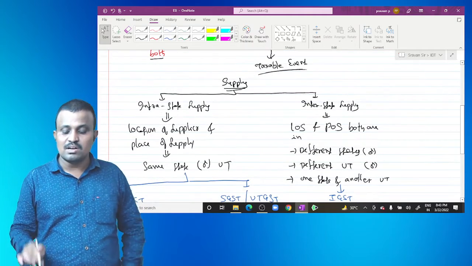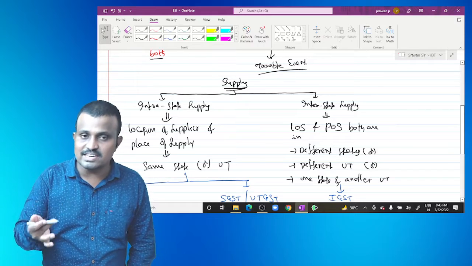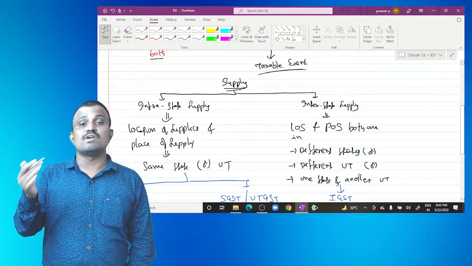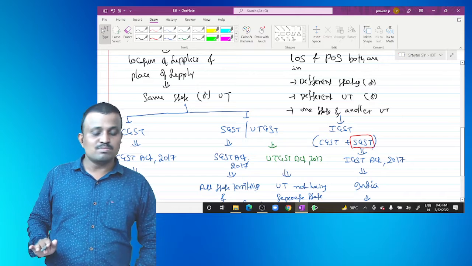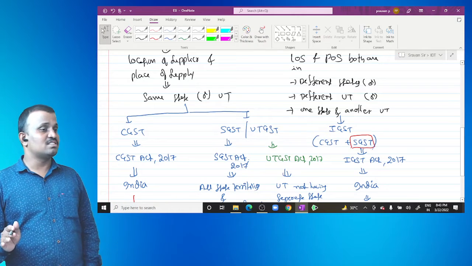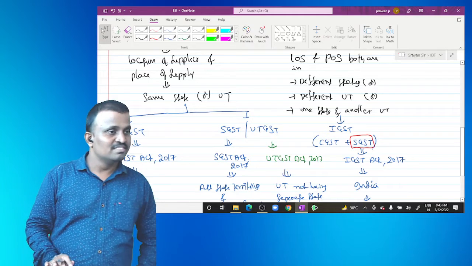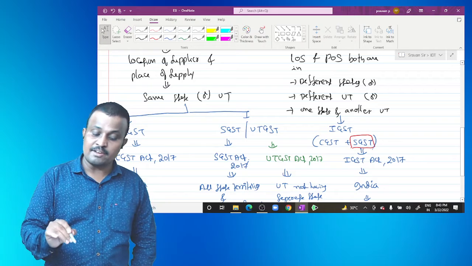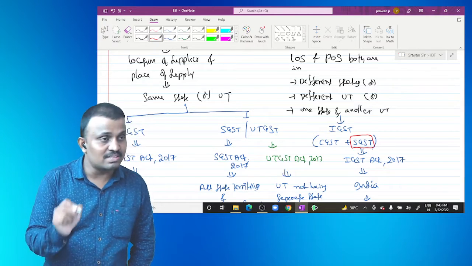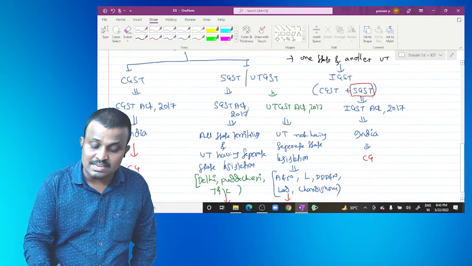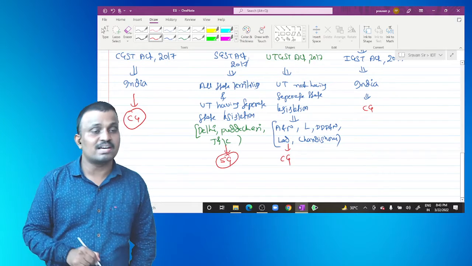Interstate supply is nothing but what? If the location of the supplier and the place of supply are in different states or different union territories, or one in a state and another in a union territory, it is said to be interstate supply, and that is liable for IGST. IGST is nothing but the combination of CGST and SGST. So this is about the supply. And if you observe here, the tax on supply is levied by both the central government as well as the state government.